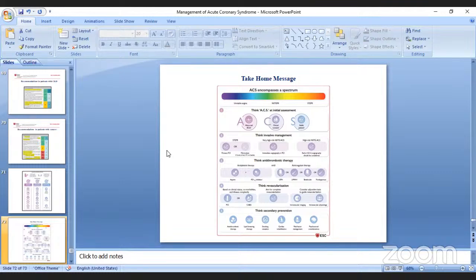And finally, you have to think about secondary prevention in terms of adherence to anti-thrombotic therapy, lipid lowering therapy, lifestyle changes such as smoking cessation, cardiac rehabilitation, and risk factor management, as well as psychosocial considerations. Thank you.